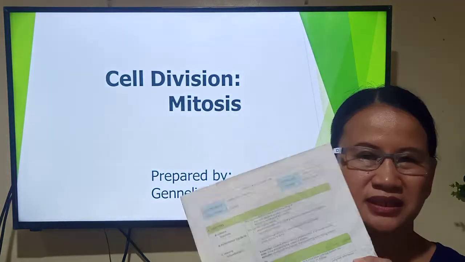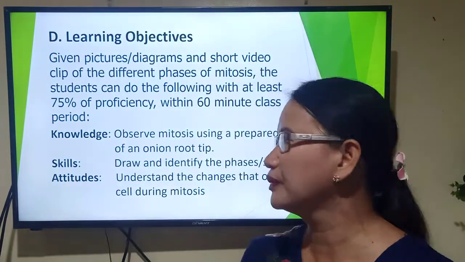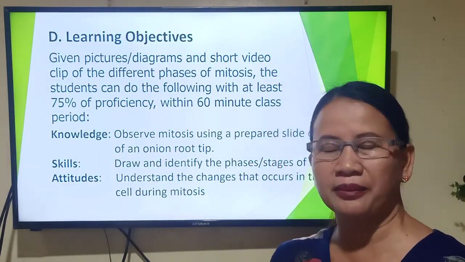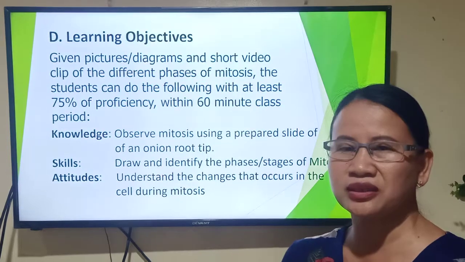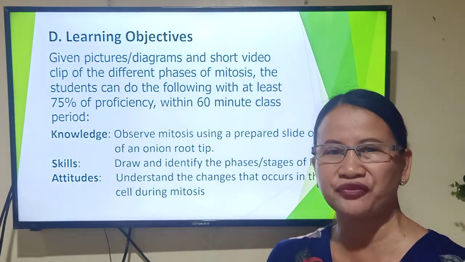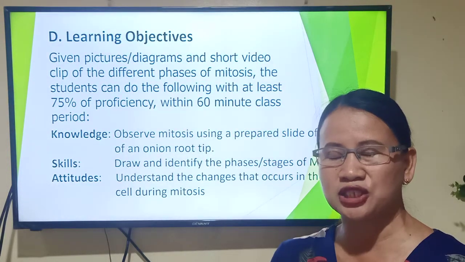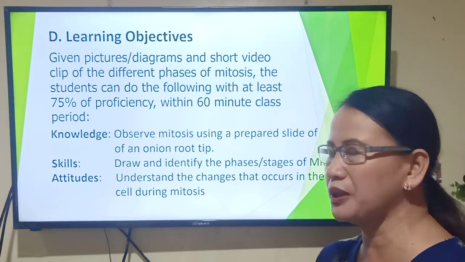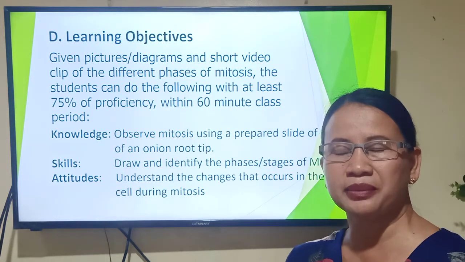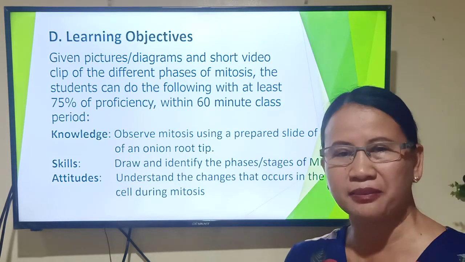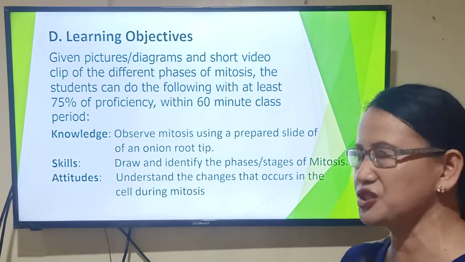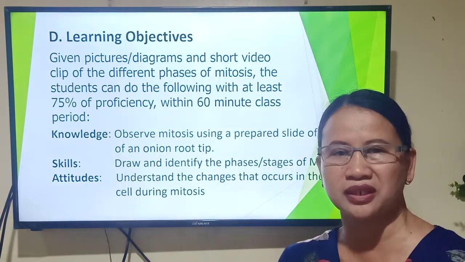Here's a copy of my semi-detailed lesson plan. I hope you can see it clearly, with the following learning objectives. Given pictures, diagrams, and a short video clip on the different phases of mitosis, the students can do the following with 75% proficiency within a 60-minute class period. They will be able to observe mitosis using a prepared slide and onion root tip under a microscope, draw and identify the phases of mitosis, and understand the changes that occur in the cell during mitosis.